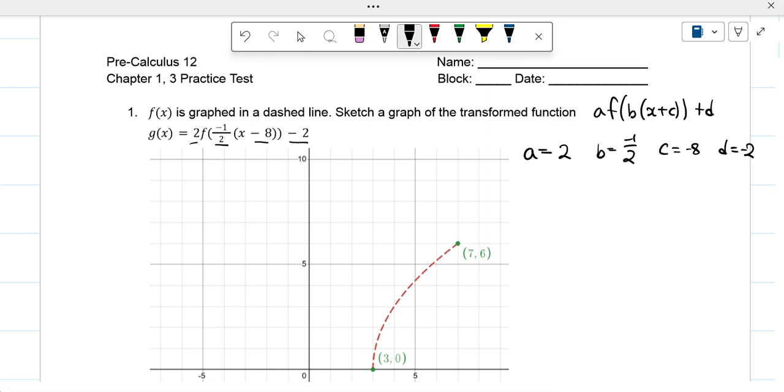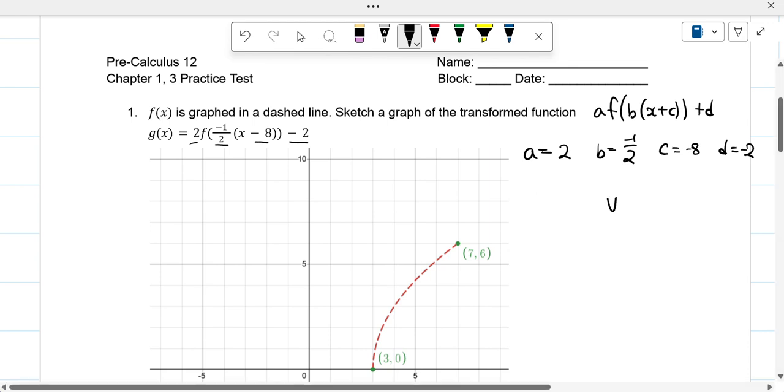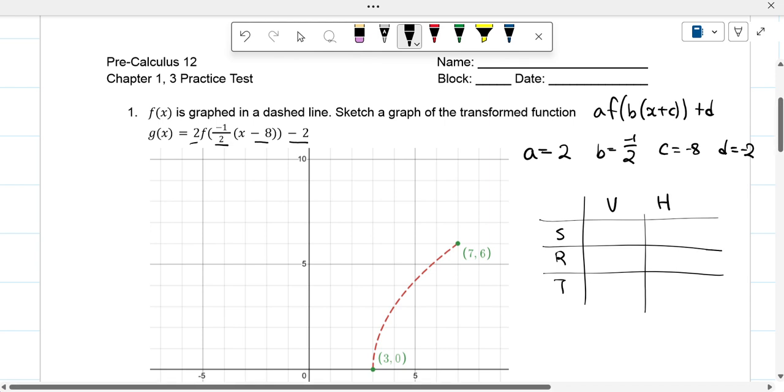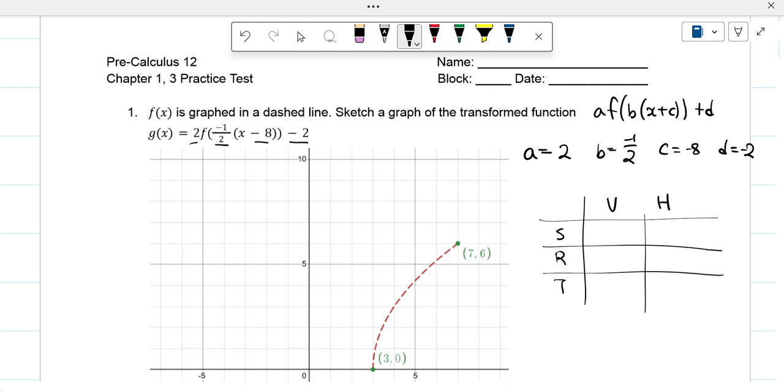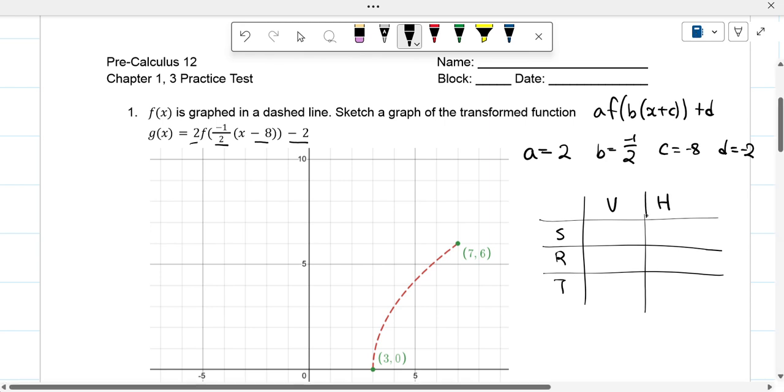Well, we know from a long time ago that we can use a graphic organizer like this. We call this an SRT organizer. The S stands for stretch, R stands for reflection, and T stands for translation. And the V and H, respectively, represent vertical and horizontal.